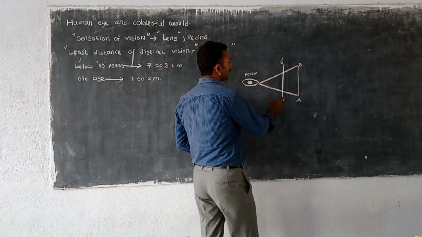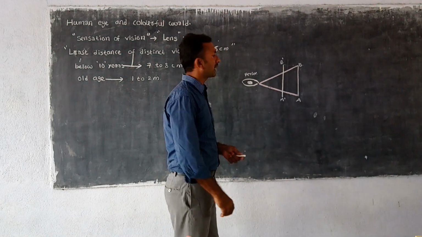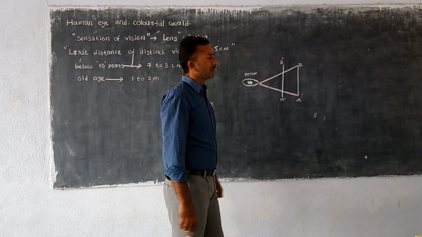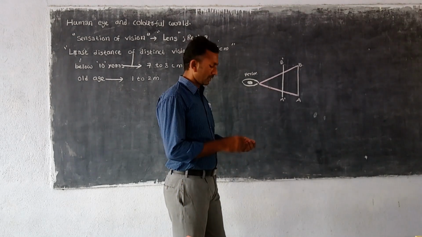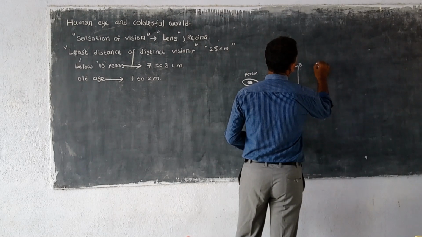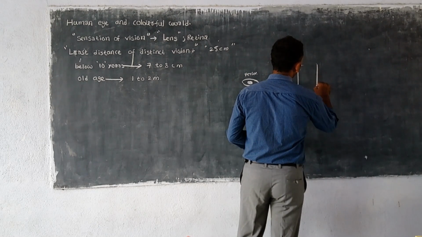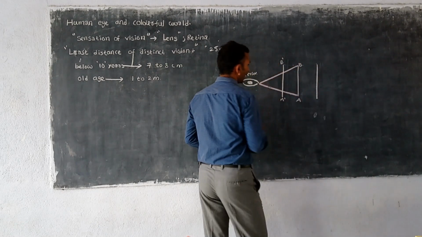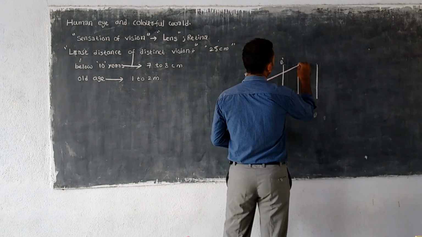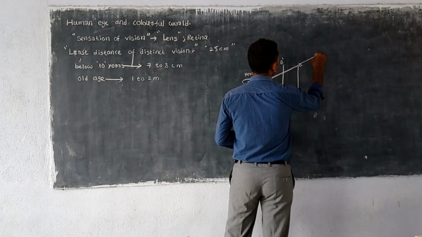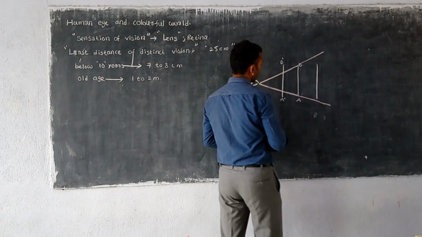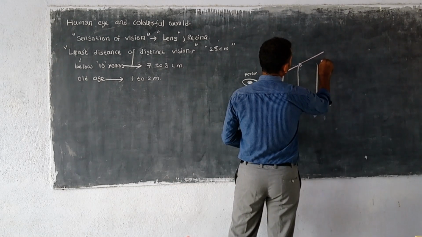Here the person is able to see the object clearly and completely, the top and bottom of the object. Here the person is not able to see. Now I am moving the object further away from the eye, and what is happening here? Now this line extends like this, and this one is indicated as C and D.